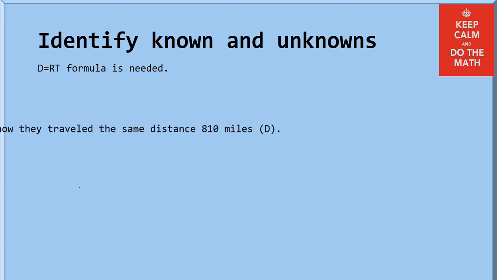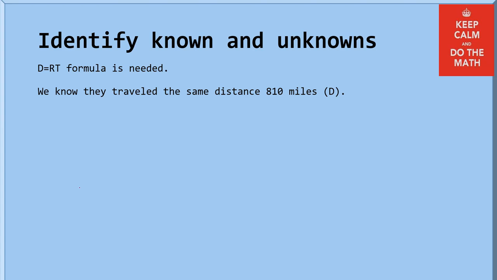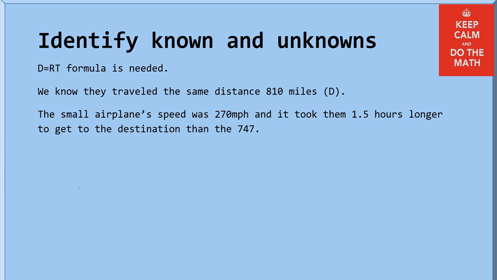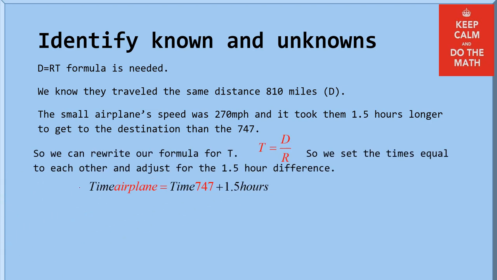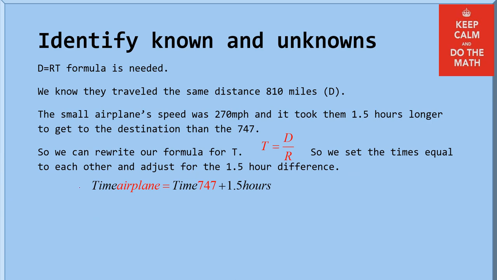So we need to identify our known and unknowns from that problem. We know that we're going to use the distance equals rate times time formula. We know they traveled the same distance of 810 miles. The small airplane's speed was 270 miles per hour, and it took them an hour and a half longer to get to the destination than the 747. So we can rewrite our formula for t, so we would have time equals distance divided by rate.